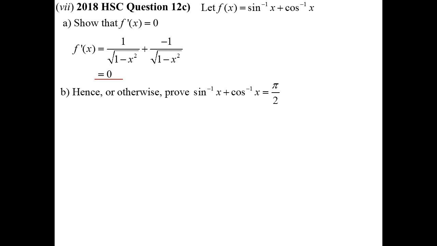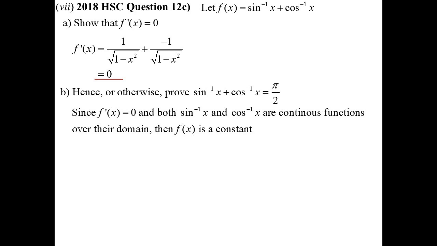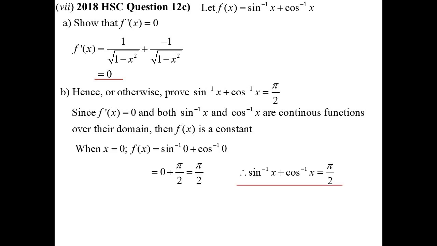Part B. Hence or otherwise prove, and you may recall this identity we looked at when we were talking about inverse trig, how the inverse sine of x plus the inverse cos of x is always pi on 2. So let's prove it. It does say or otherwise, but the smart thing to do is to use part A, because if the derivative is 0, that's when you realise that function must have been a constant number. Because if you differentiate a constant, you get 0. We just have to work out what that constant is. Let's sub in a number. 0 is always easy to substitute in, and we get pi on 2. So yeah, inverse sine of x plus inverse cos of x is pi on 2.